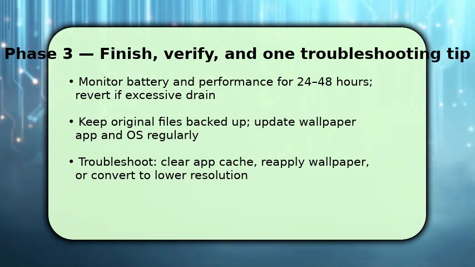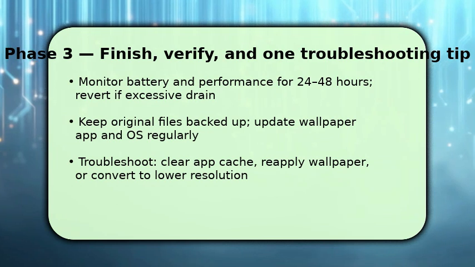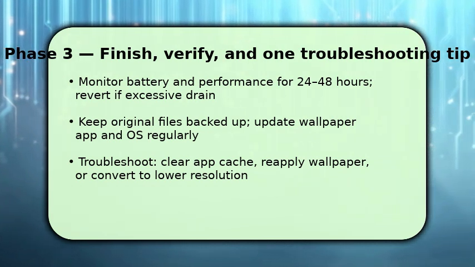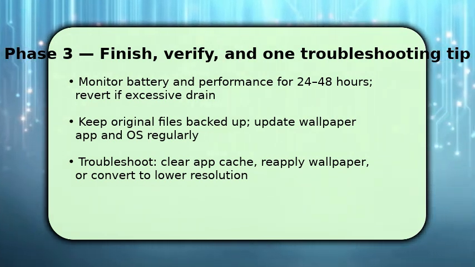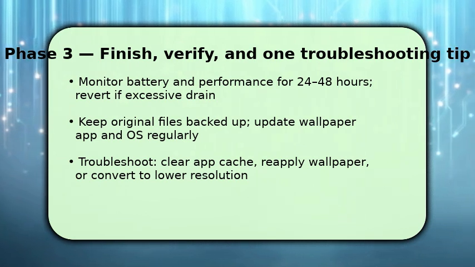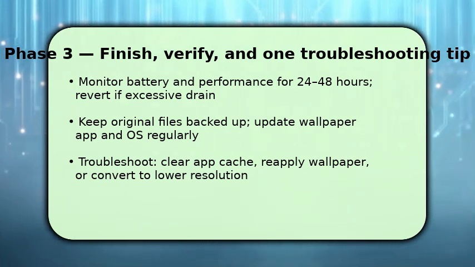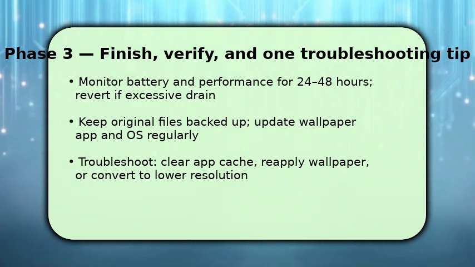Make sure to back up originals and keep both the wallpaper app and your OS updated, because patches often fix playback issues. If something goes wrong, clear the app cache, reapply the wallpaper, or convert the source to a lower resolution and repeat. This simple troubleshooting fixes most problems and explains why optimization matters in the first place.